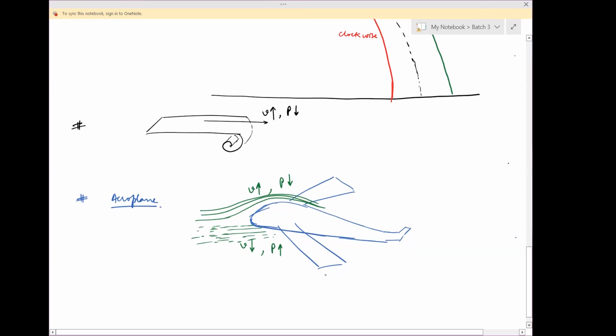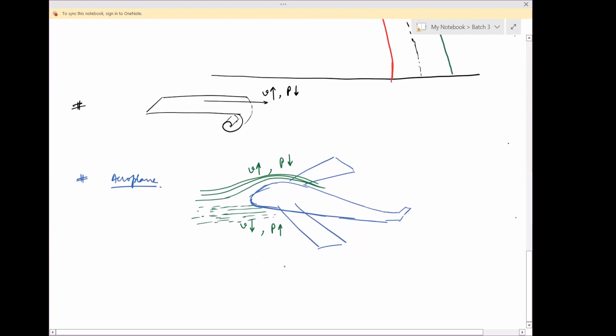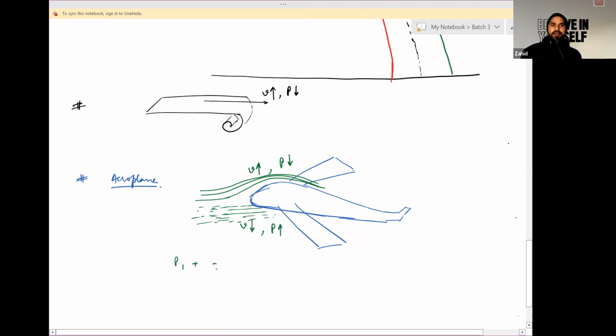Yes, sir. Let me explain the mathematical relation behind it. According to Bernoulli's principle, we can write P1 plus half rho V1 squared plus rho g h1 equals P2 plus half rho V2 squared plus rho g h2. As there is no significant change in height, these two terms will almost be equal, so they will cancel out.